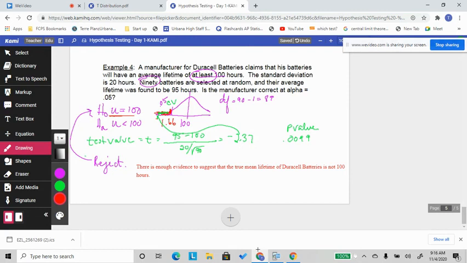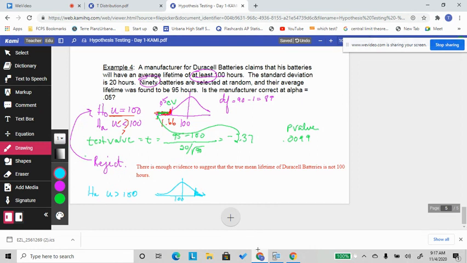Okay, so let's say you did this problem wrong and you did it greater than because you read the words at least. Watch what happens. Two ways to check yourself. Let me do this in, what color haven't we used? Blue. So let's say that you did Ha: mu greater than 100. You did 100 here, and you said greater than because they used the words at least. I'm showing a way for you to check yourself.